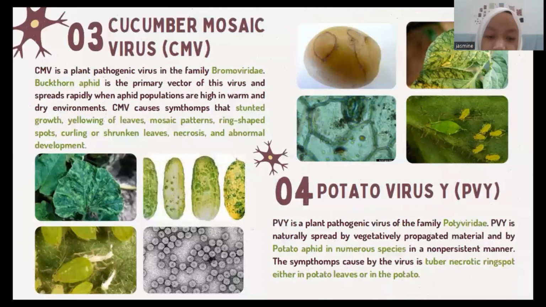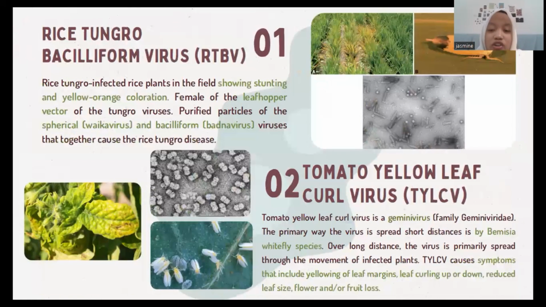Next is tomato yellow leaf curl virus or TYLCV. Tomato yellow leaf curl virus is a Geminivirus from the family Geminiviridae. The primary way the virus is spread over short distances is by Bemisia whitefly species. This is the picture of Bemisia whitefly species under the leaves.